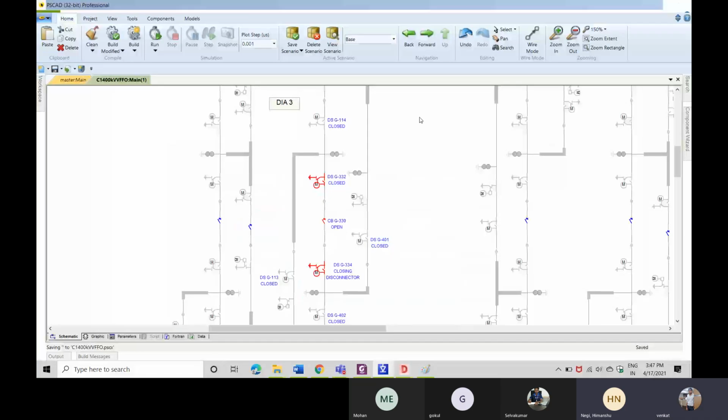It generally depends on the size of the circuit breaker, the size of the substation, and how fast the person who is modeling is. Generally, it will take easily 4 to 5 weeks to complete a big substation like this.